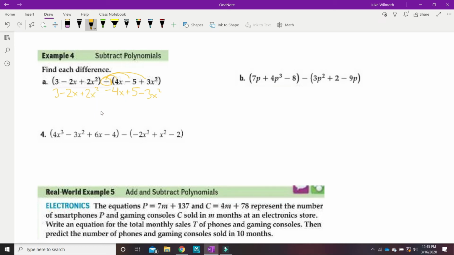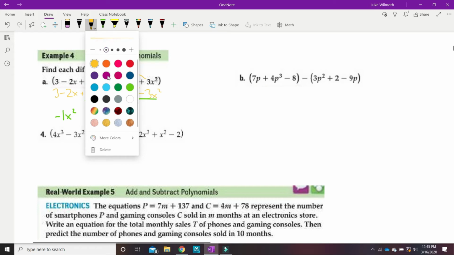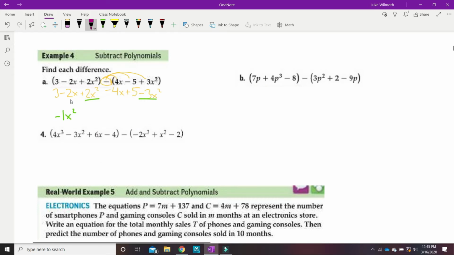And now I just do this problem just like we did the last one. So I've got 2x squared minus 3x squared is going to be negative 1x squared. And then, let's pick some new colors here. I've got negative 2x minus 4x is negative 6x. And then finally, 3 plus 5 is going to be plus 8.